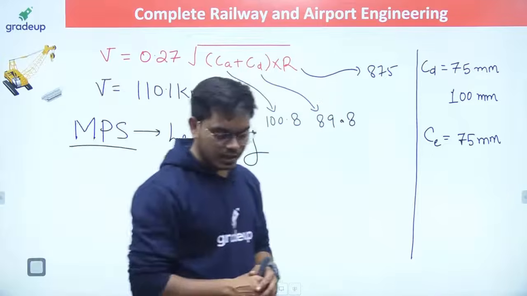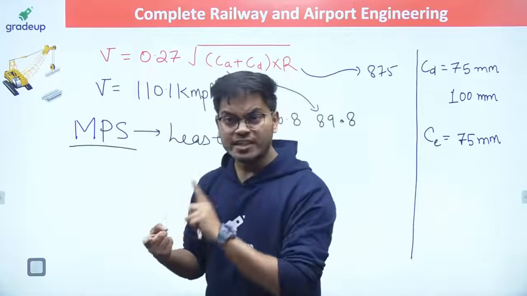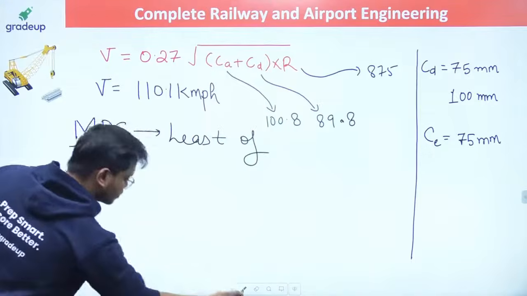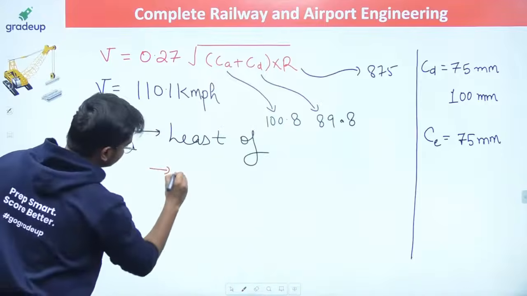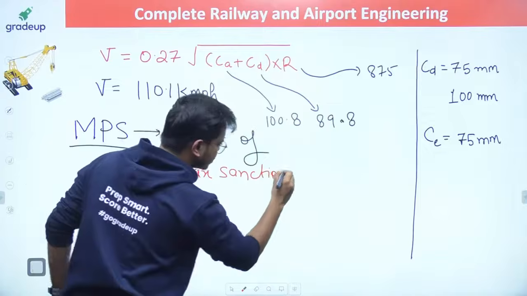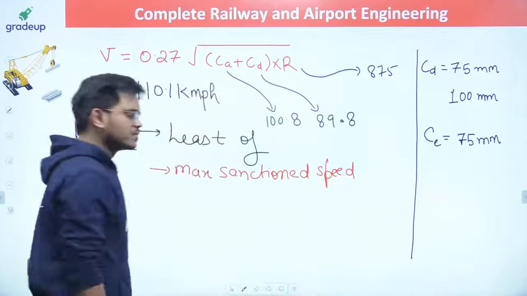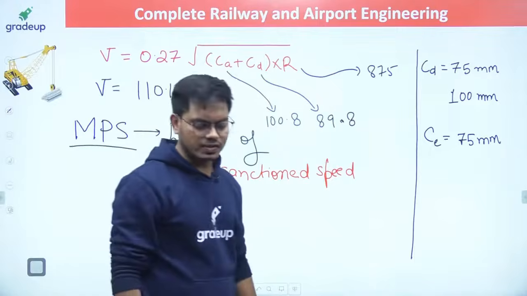Now understand, the maximum permissible speed will be either the maximum sanctioned speed, I will mention here, or the speed from the railway board formula. What is the maximum sanctioned speed, everyone, for this question? Everybody answer.